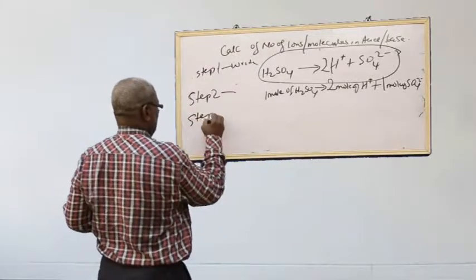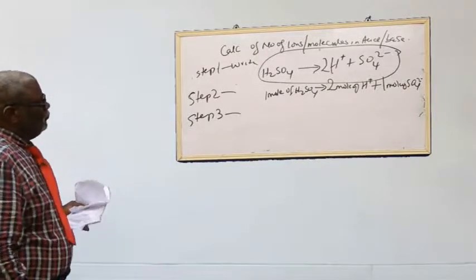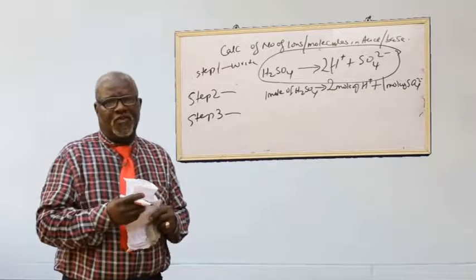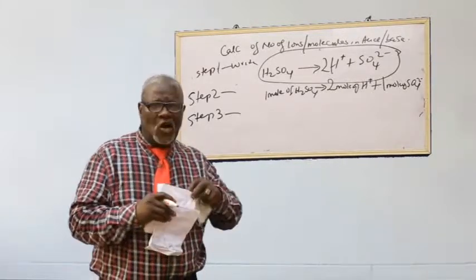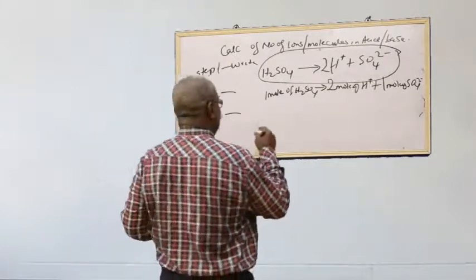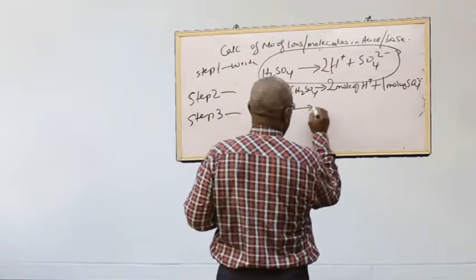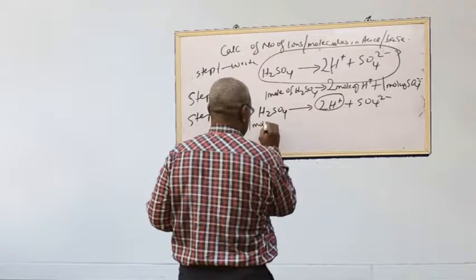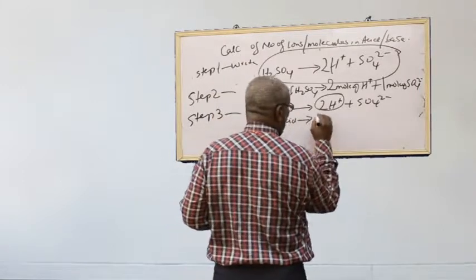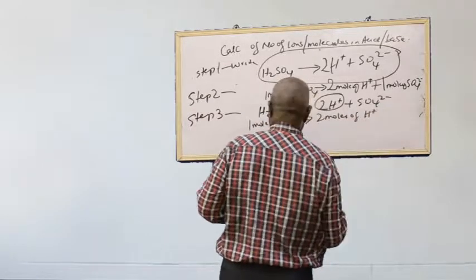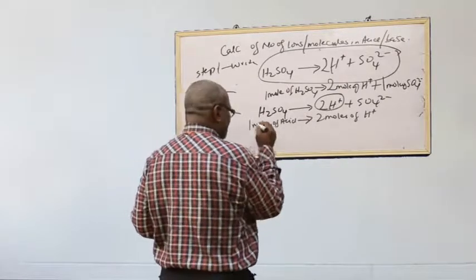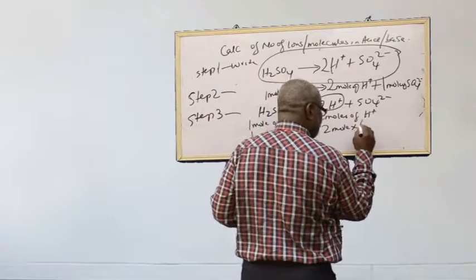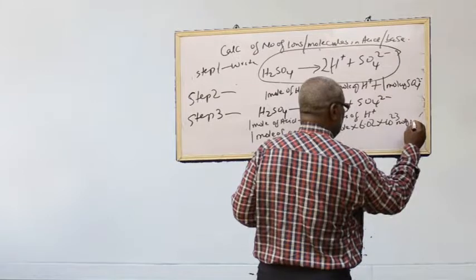Step 3. Use the ionization equation to express the number of ions in terms of the Avogadro constant. What do I mean by that? For H2SO4, we have 2H+ plus SO4 2-. This is what is relevant to us. This is 1 mole of acid. In terms of mole, 2 moles of H+. And when you express it in terms of the Avogadro constant, 1 mole of acid gives you 2 times 6.02 times 10 raised to the power 23 ions.